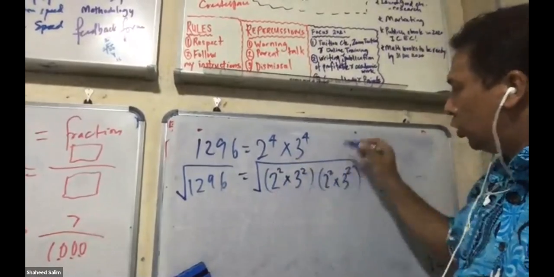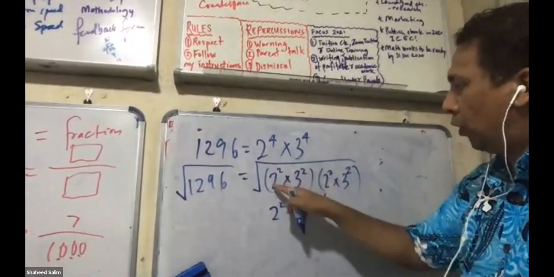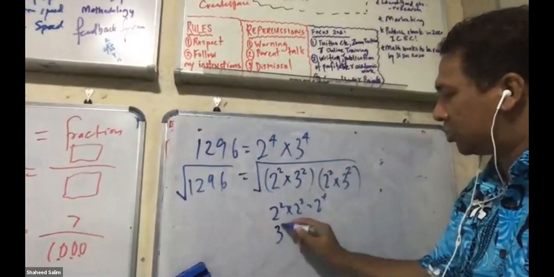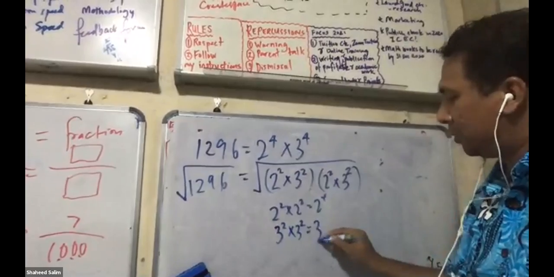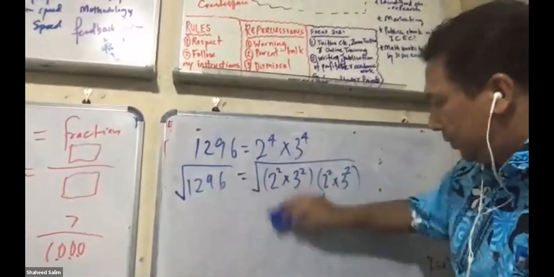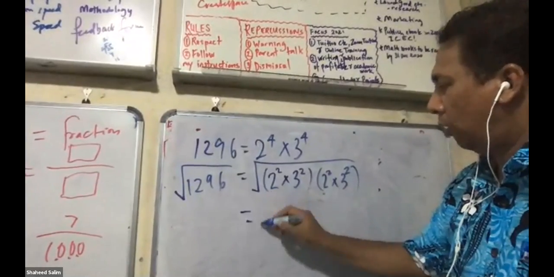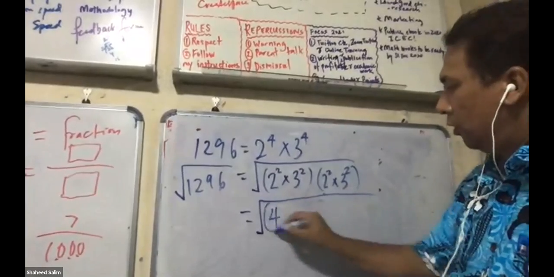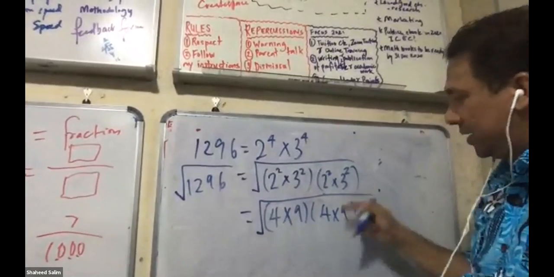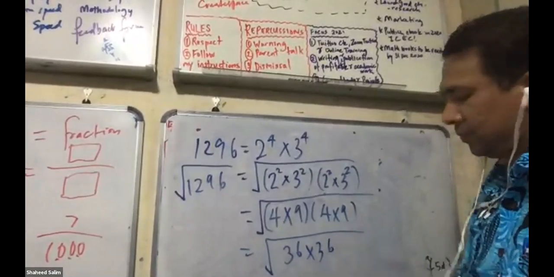Can you see now? 2 to the power of 2 times 2 to the power of 2 is 2 to the power of 4. Likewise, 3 to the power of 2 times 3 to the power of 2 is 3 to the power of 4. Now I expand. 2 times 2 is 4, 3 times 3 is 9, so we get 36 times 36.